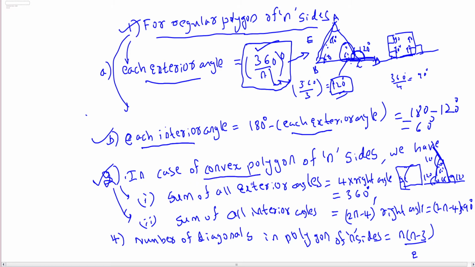Okay. Next, in the case of a convex polygon, the polygon in which each angle is less than 180 is called a convex polygon. The sum of all exterior angles is equal to 360 degrees. Can you confirm with them?